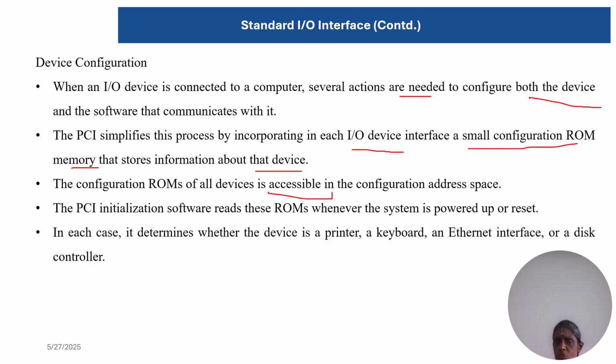PCI initialization software reads these ROMs whenever the system is powered up or reset. So PCI knows when to read this configuration. Whenever it is necessary, it will access the ROM to know the configuration and address of the IO device. In each case, it determines whether the device is a printer, keyboard, Ethernet interface or disk controller. Whatever the device may be, it will be identified by the PCI.